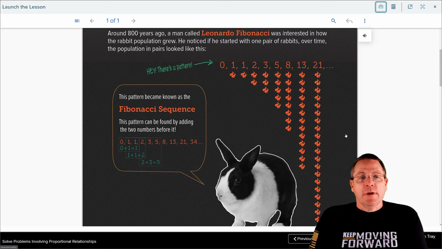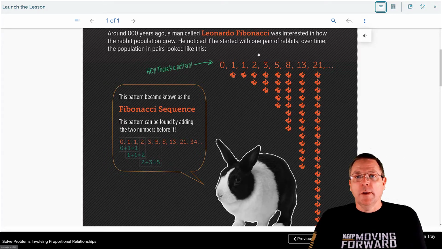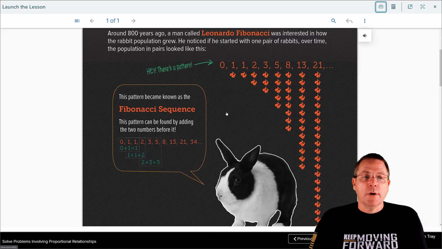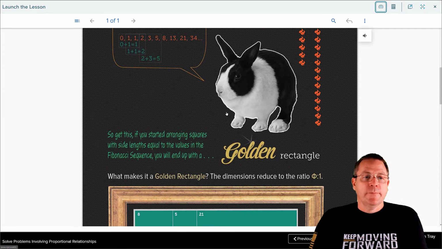And it's something that you can find all over the place in nature. The pattern can be found by adding the two numbers before it. So 1 plus 1 is 2 that you see here. 1 plus 2 is 3 that you see here. 2 plus 3 is 5 that you see here. 3 plus 5 is 8, and so on. Your Fibonacci sequence.